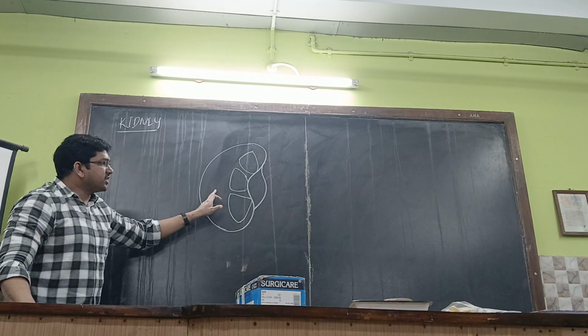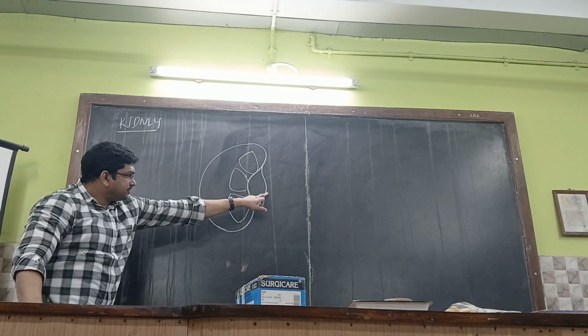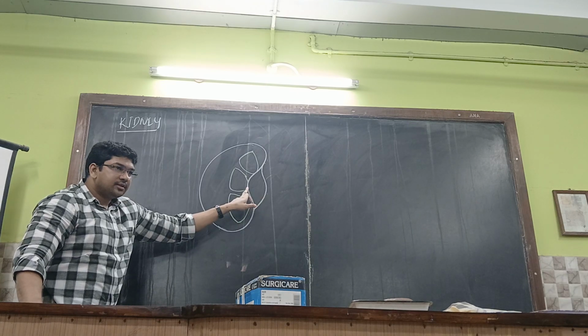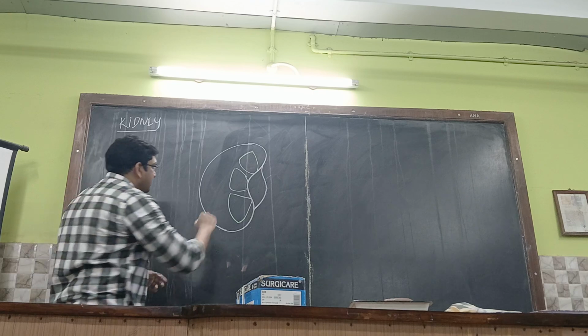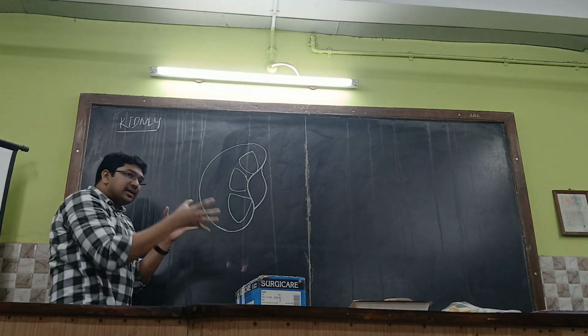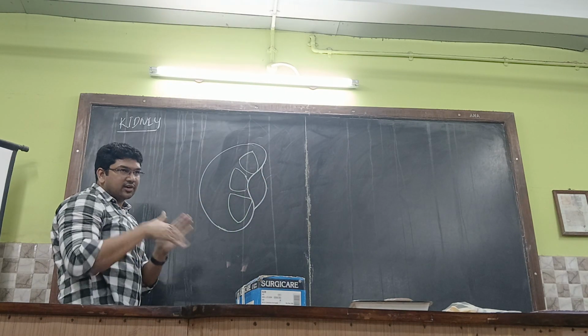So where is the hilum of the kidney? This part or this part? This part? No. This part is the hilum of the kidney, not this part. Remember properly. Okay. So this sinus is a part of the substance of the kidney. Okay, it's not a separate part.